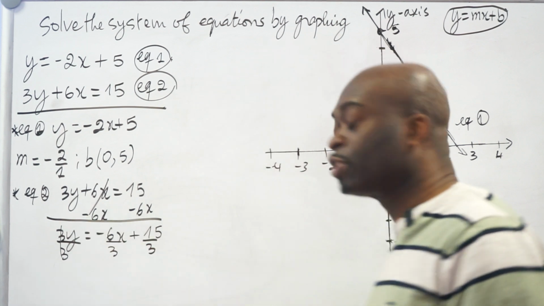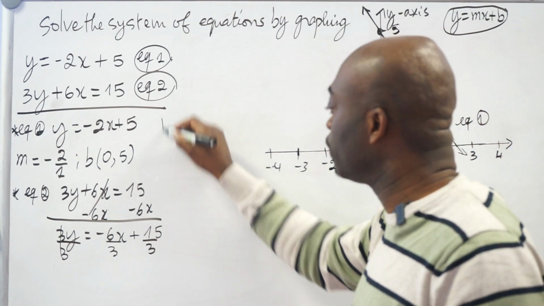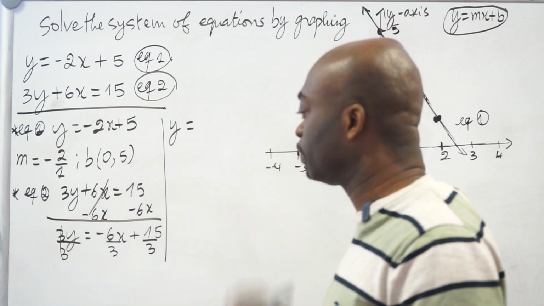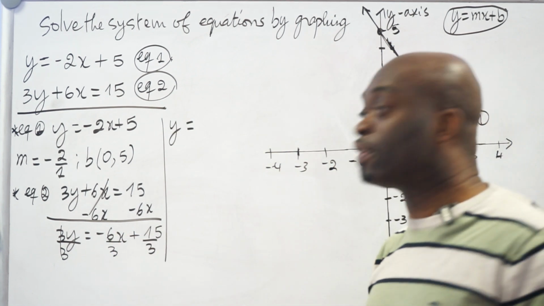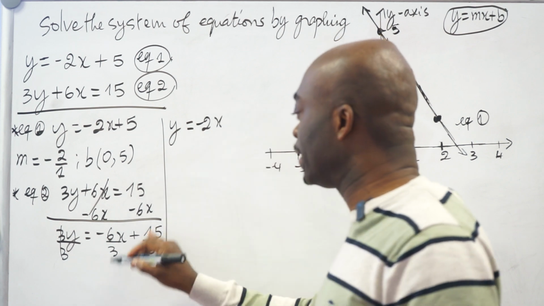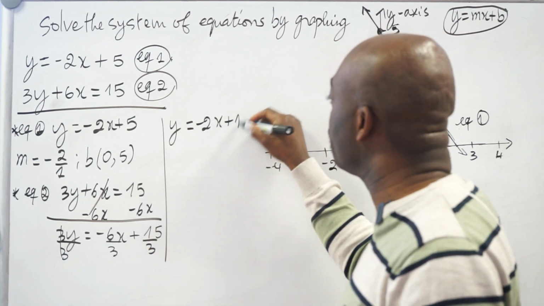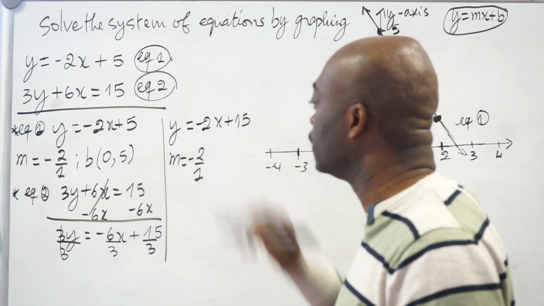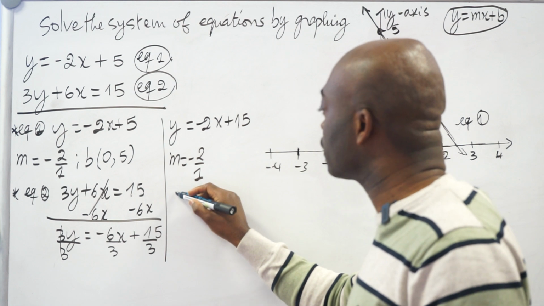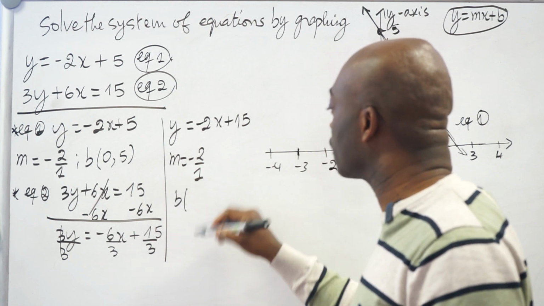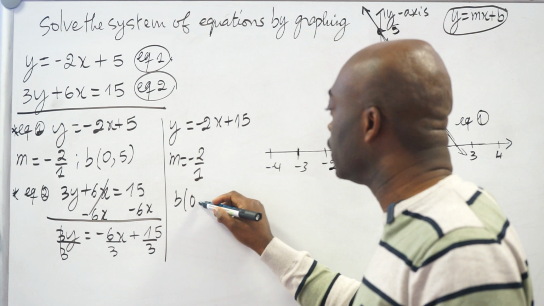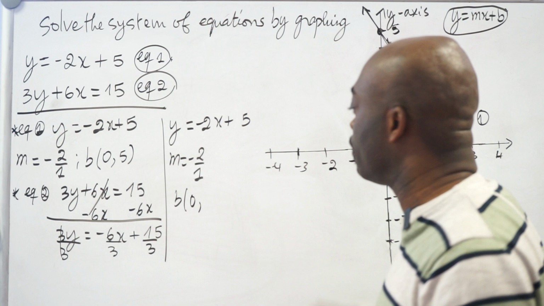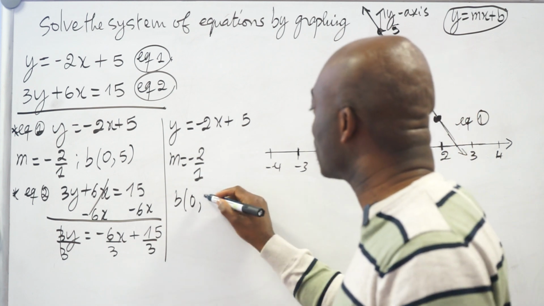Once we do that, the 3 is crossed out on that side, and what is left is y. This is equal to negative 6 divided by 3, which gives us negative 2x, and then 15 divided by 3, which gives us, sorry, 5, not 15. So m is equal to negative 2 over 1, and the y-intercept is 0, 5.